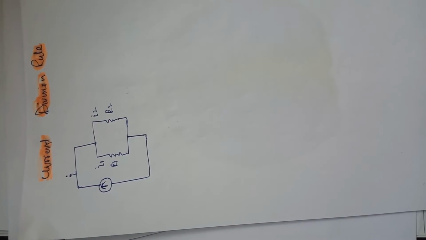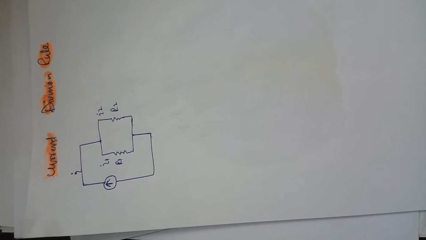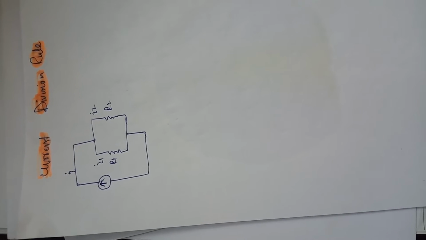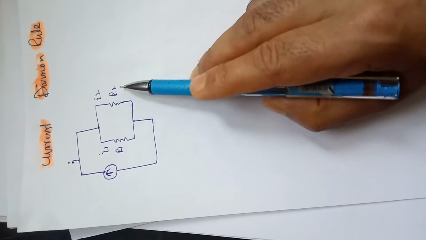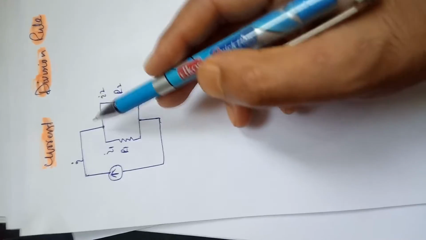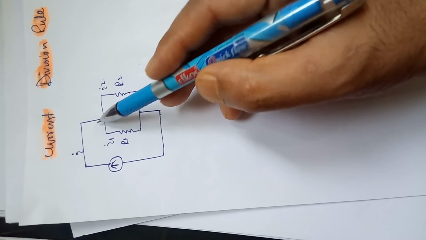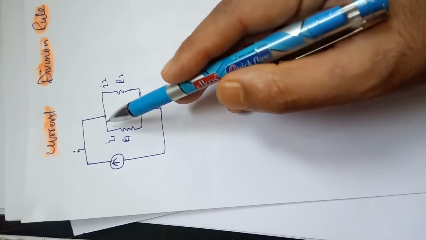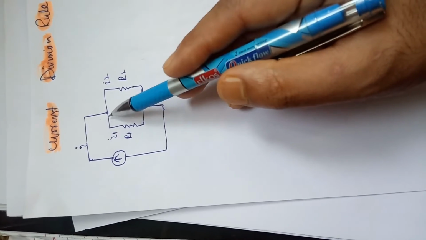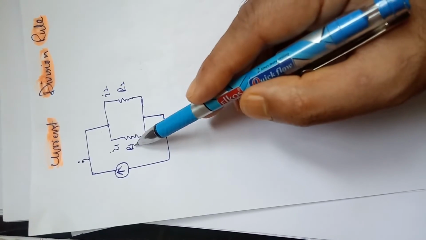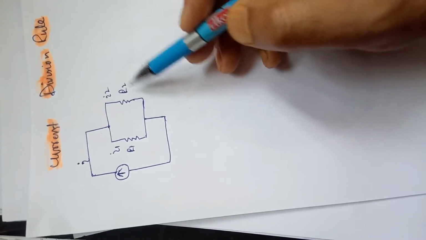We are given a circuit with a current source and two resistors. We have to find the current across this resistor R1 and across this resistor R2. As we know, these resistors are connected in parallel, so the current here will get divided. The current will be I1 across this resistor R1 and the current I2 will be across R2.